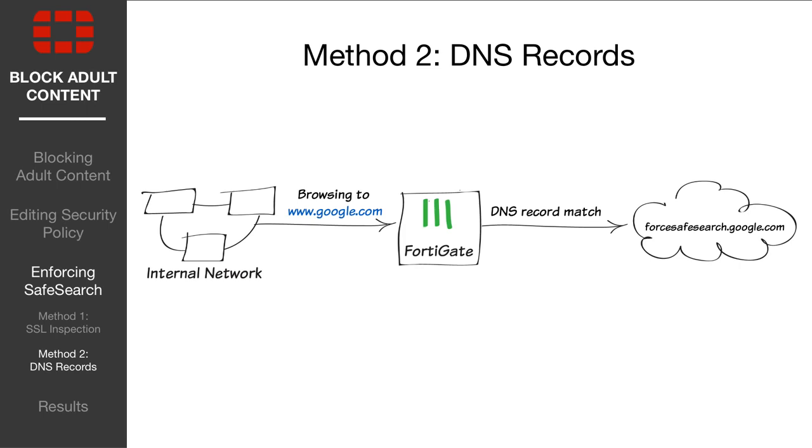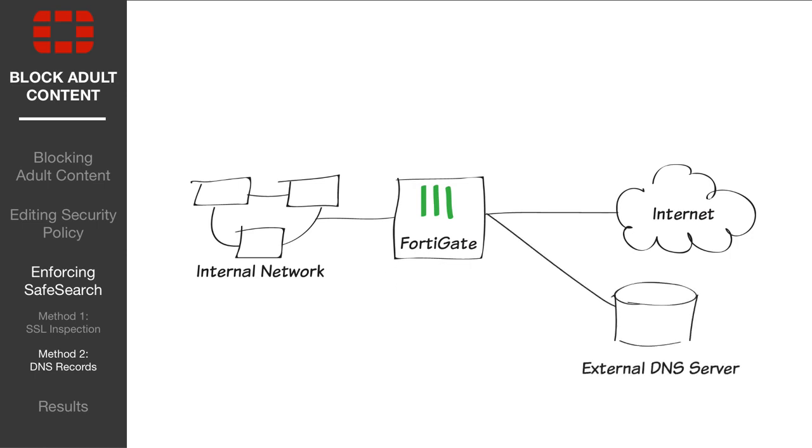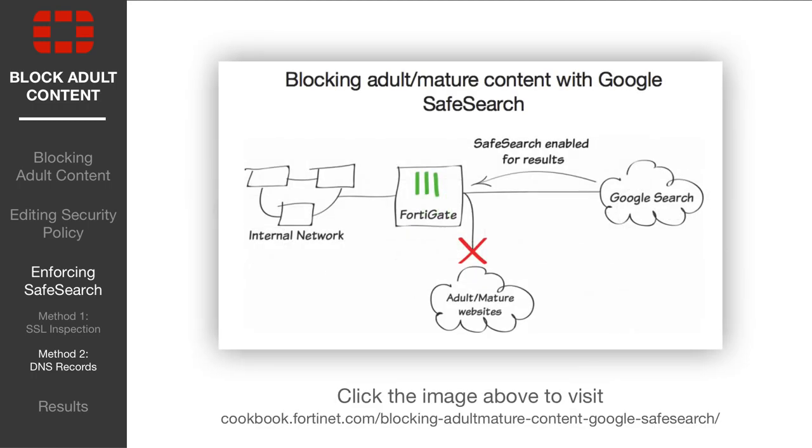Using the DNS records method, your FortiGate intercepts all DNS queries for Google Search and sends traffic to the website forcesafesearch.google.com. The configuration for this method varies depending on whether your FortiGate is the DNS server for your network or if an external DNS server is used. In this video, a FortiGate using an external DNS server is shown, with notes about how the configuration would differ if the FortiGate was an internal DNS server. More information on the internal DNS server configuration is also available in the recipe Blocking Adult Mature Content with Google SafeSearch.